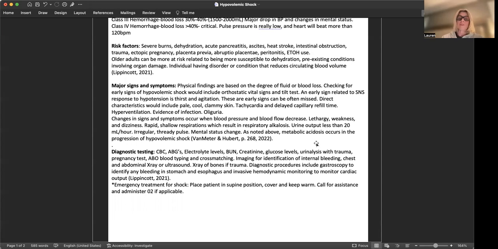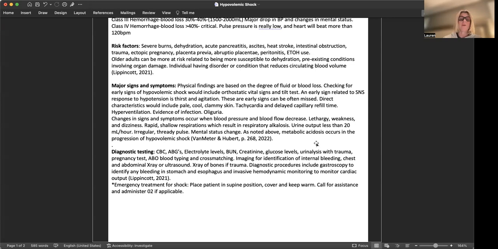Early signs related to the sympathetic nervous system response to hypotension are thirst and agitation. These early signs would be missed, and direct characteristics would include pale, cool, clammy skin, tachycardia, and hyperventilation, which you'll see below with the shift in signs and symptoms where the blood pressure decreases.